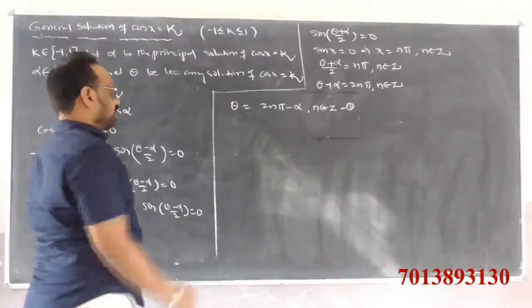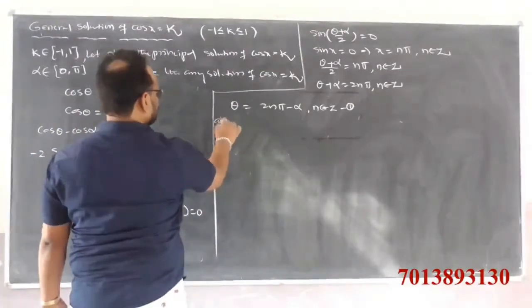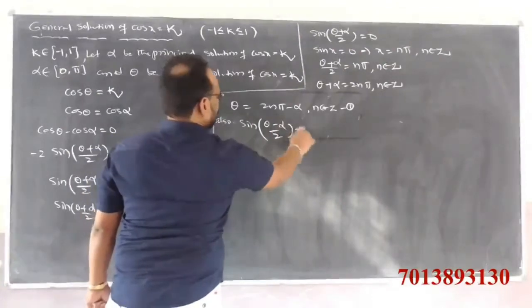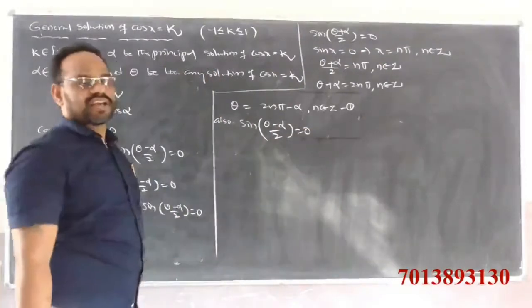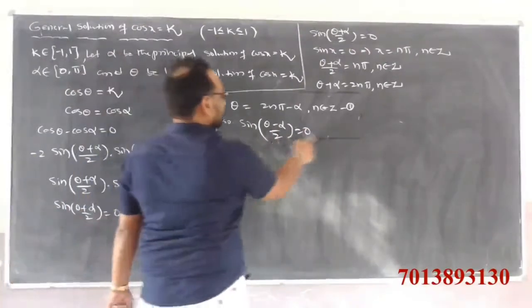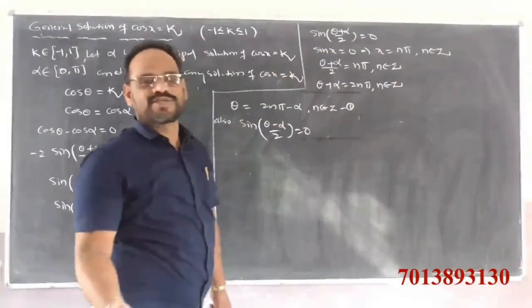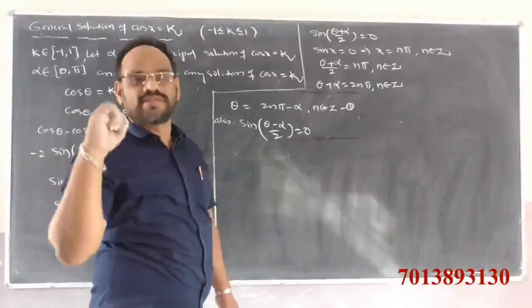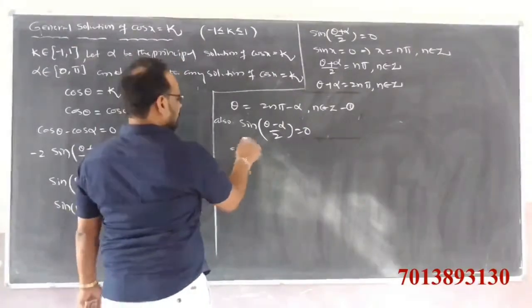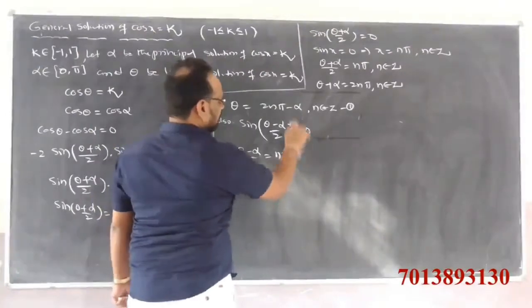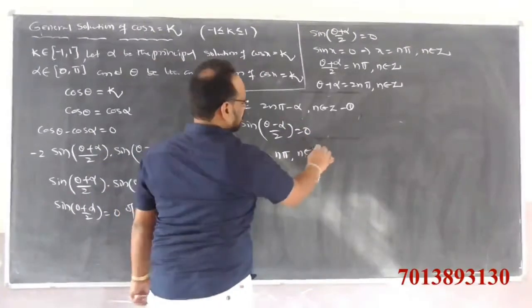Also we have another equation, that is sin of (theta minus alpha) by 2 is equal to 0. Sin x is equal to 0, so x is equal to n pi. What is the general solution of sin x equals 0? Clearly x is equal to n pi. So theta minus alpha by 2 is equal to n pi, where n belongs to Z clearly.